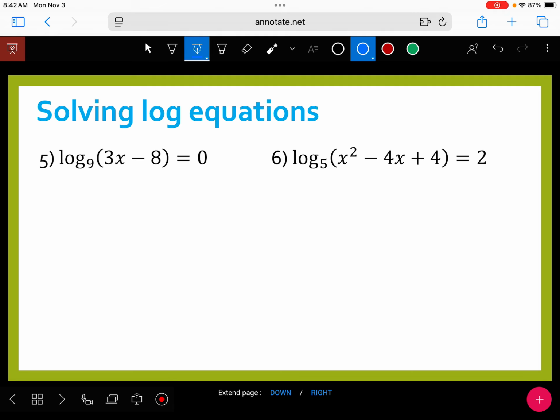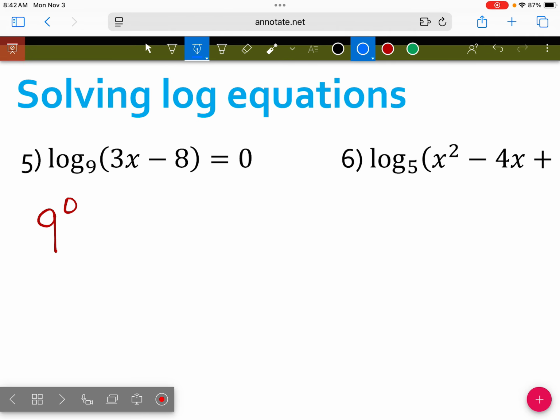Again, we start by asking ourselves, is it a full log statement? In order for it to be a full statement, I would need to know the base and the answer. Clearly, I don't know the answer, because this answer has a variable. So I'm going to do a rewrite. If it's not a full statement, we do a rewrite. So this would be 9 to the power of what? 0. Yes. This is still your base, and this is still your answer.